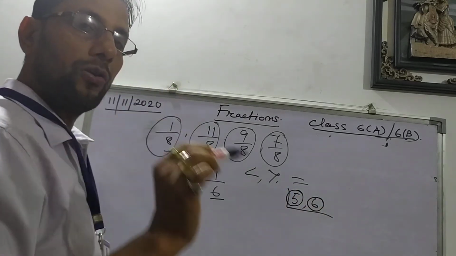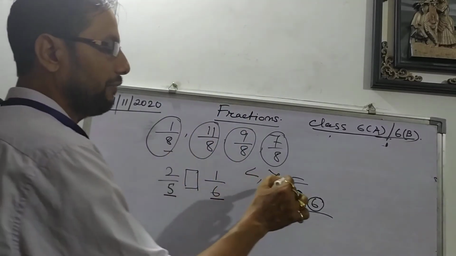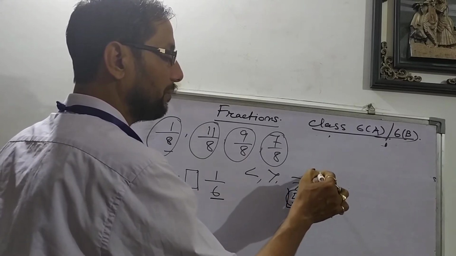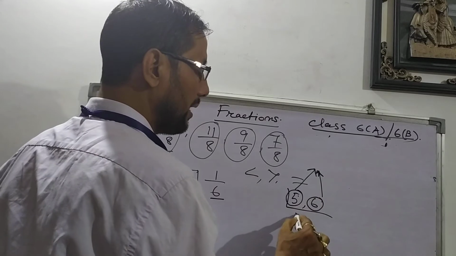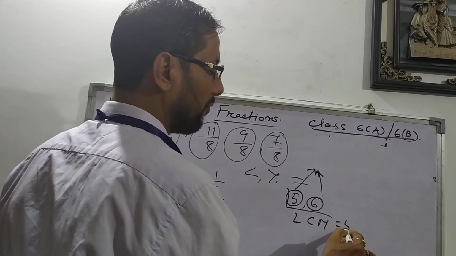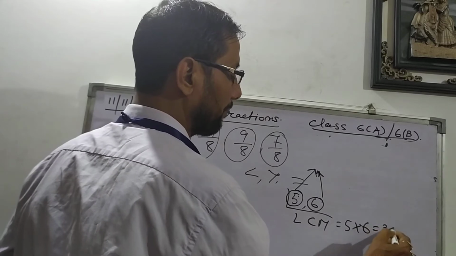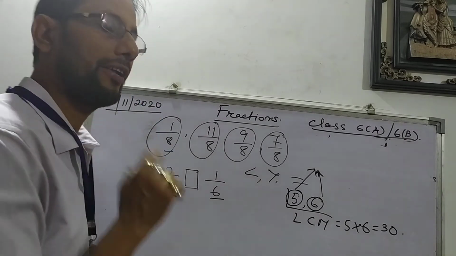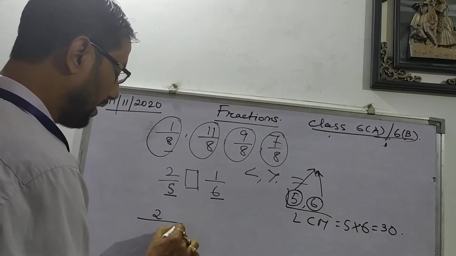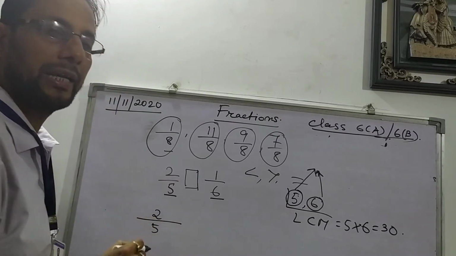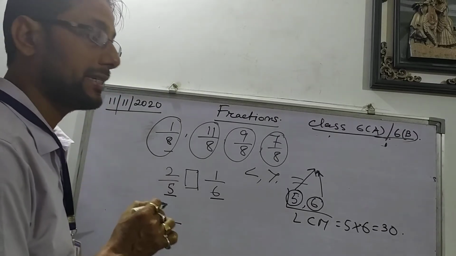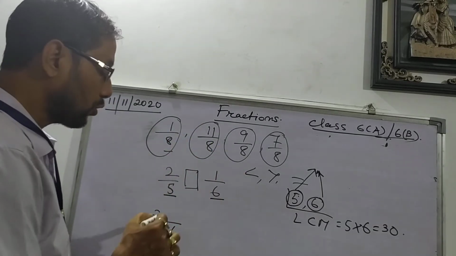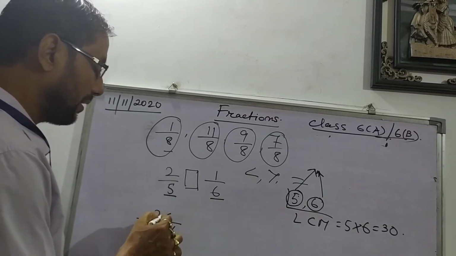As we have already discussed in previous classes, if one is a prime number and another is a composite number, to find the LCM, what I will do is LCM equals 5 multiplied by 6, which is 30. LCM is 30. So I will convert this fraction into a like fraction. How will I convert 2 by 5? What number will I multiply with this 5 to make it 30? So I'll multiply 6 over here. Once I multiply 6, I will multiply here also 6.